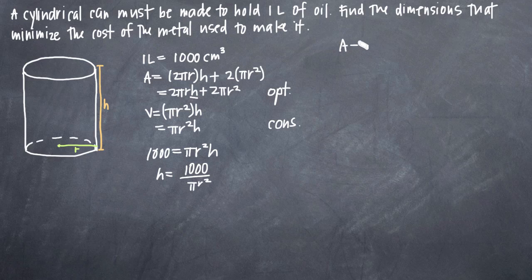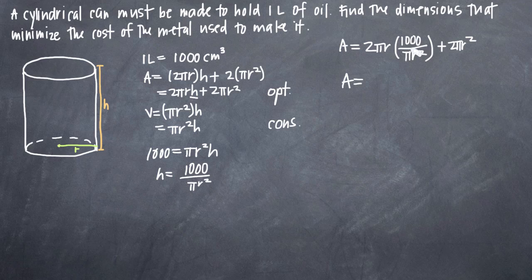So if we say area over here is equal to 2 pi R multiplied by H, which we solved for as 1,000 over pi R squared, plus 2 pi R squared, now we have our optimization equation for surface area in the form of one variable, R. And now that we've got it in one variable, all we need to do is simplify, take the derivative, set the derivative equal to 0, and solve for R, and R should give us the radius of the can that minimizes the surface area. So let's go ahead and simplify this first.